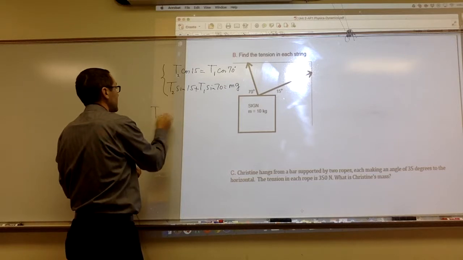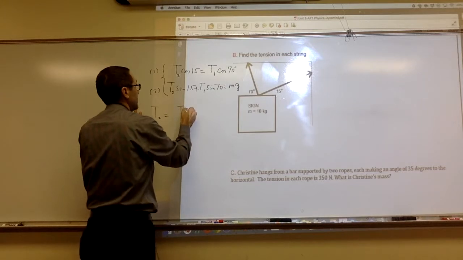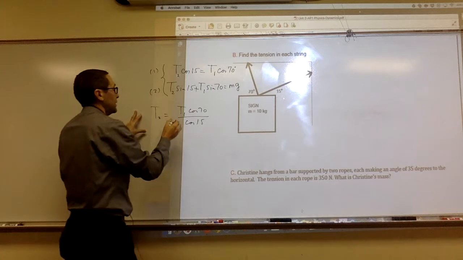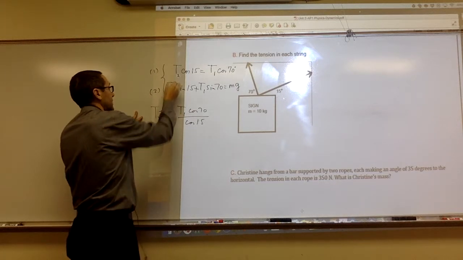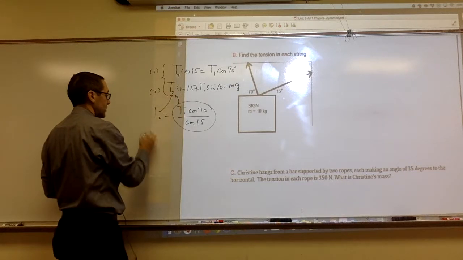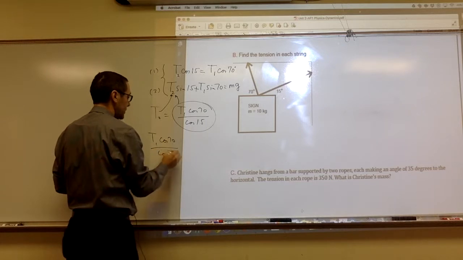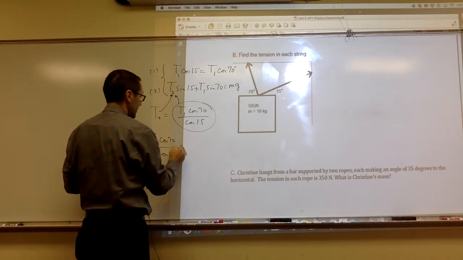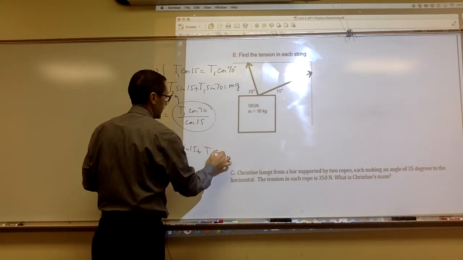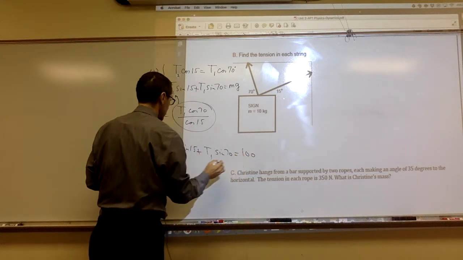So I'm going to isolate T2 in equation 1. So that's going to be T1 cosine of 70 over cosine of 15. And then I'm going to plug that expression into T2 here. So it should be T1 cosine of 70 over cosine of 15 times sine of 15 plus T1 sine of 70 equals 10 times 10, which is 100.